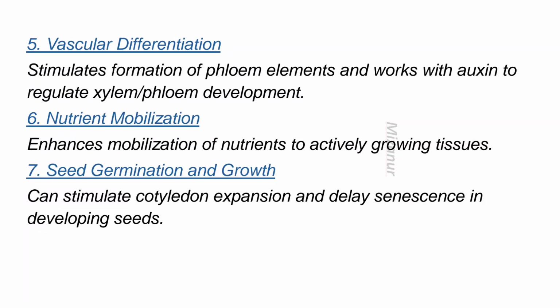Number 5, vascular differentiation. It stimulates formation of phloem elements and works with auxin to regulate xylem and phloem development. Number 6, nutrient mobilization. It enhances mobilization of nutrients to actively growing tissue. And number 7, seed germination and growth. Cytokinin can stimulate cotyledon expansion and delay senescence in developing seed.